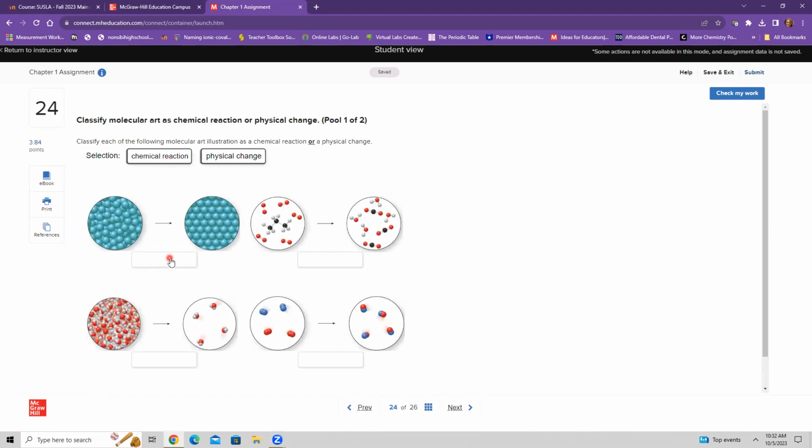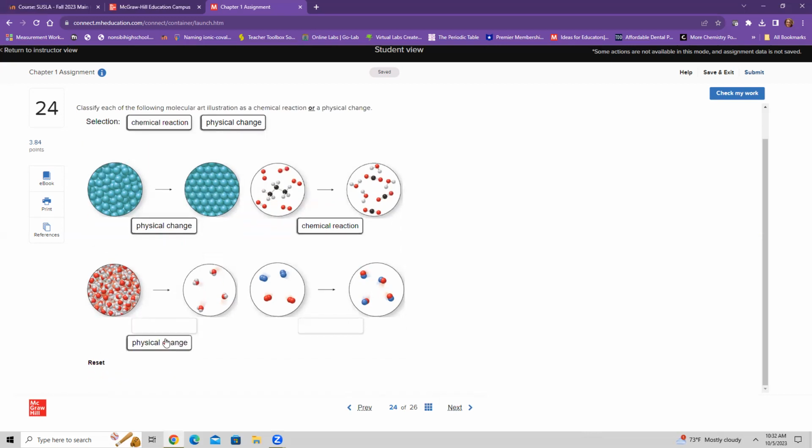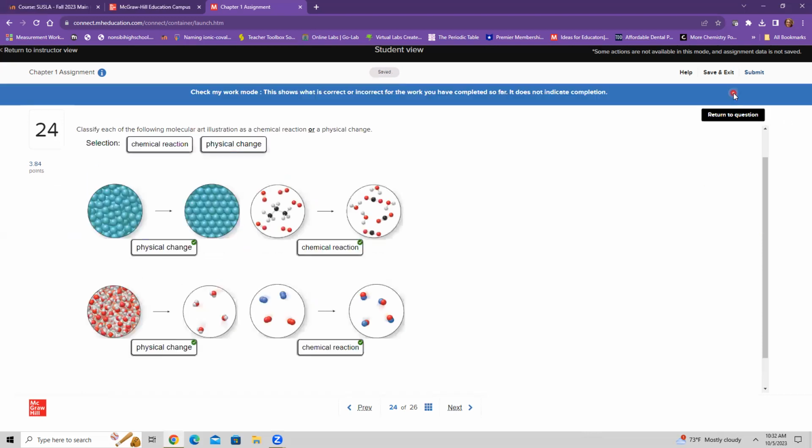Okay, so here you just need to put chemical or physical, right? Obviously, that's a change in state, so that's a physical change. This one, on the other hand, is changing completely, so that is a chemical. This one is just a change in state if you look at it closely, so it's a physical change. But this one is a chemical change, right? So it's a chemical reaction. Check the work, that should be correct.